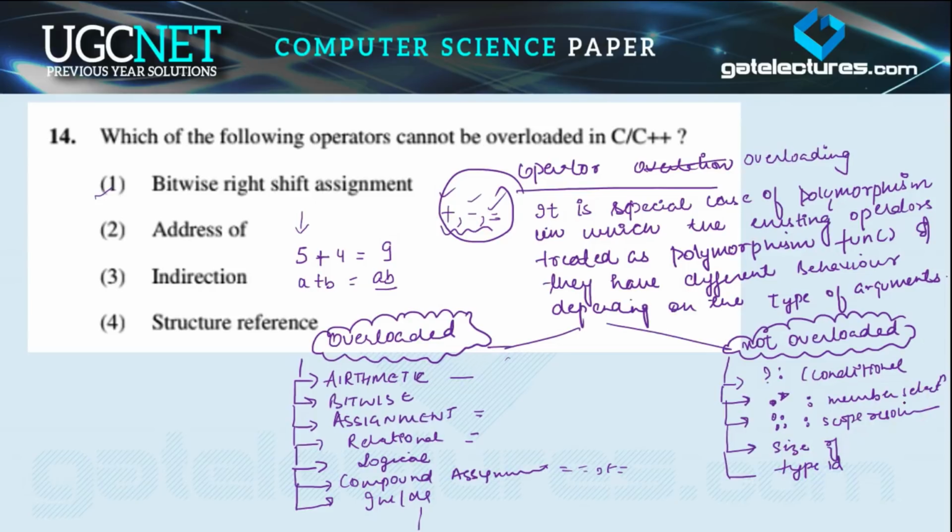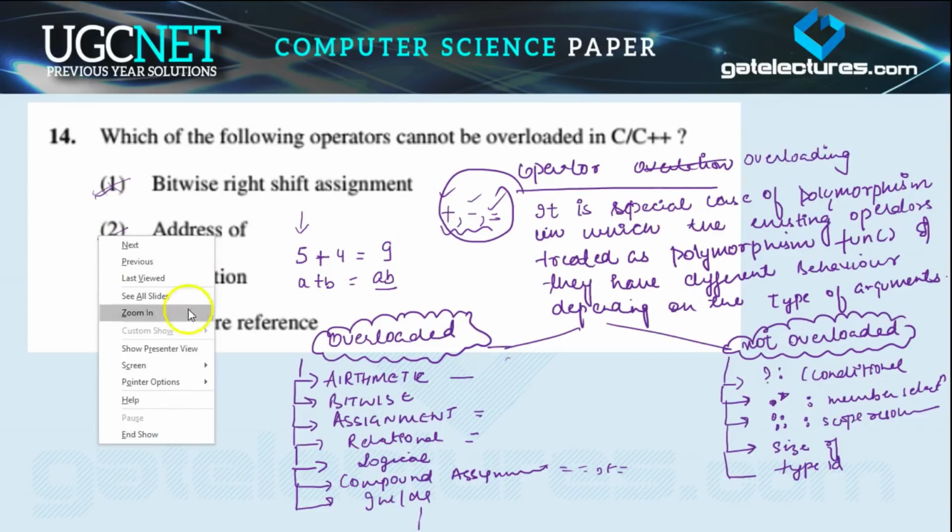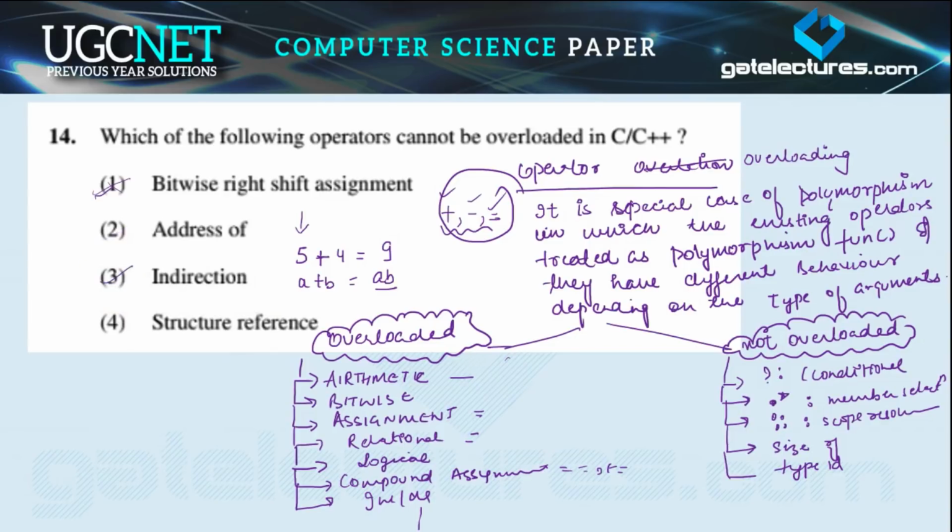Now come to the question. Which of the following operators cannot be overloaded in C and C++? Bitwise right shift assignment, yes, it is overloaded. Address of, yes, it is overloaded. The next one is indirection, yes, this is also overloaded, but the structure reference is not going to be overloaded, so option 4 is the right one. So this is the list of overloaded operators and this is the list of not overloaded operators. Just make one quick revision and you can easily solve this type of question.